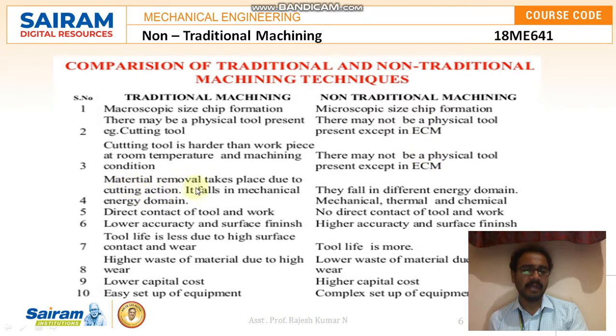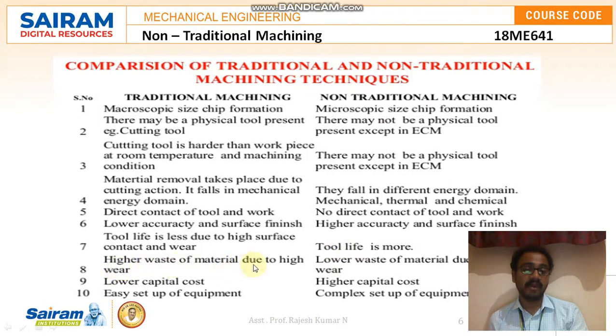And the next one is that material removal takes place due to the cutting action, and it falls in the mechanical energy domain. But here that is not the case. They fall in different energy domains, for example mechanical, thermal, chemical. And the next one is the direct contact of tool and work. Just now we discussed, but here there is no direct contact; the tool will not touch at all. That is why we call it no direct contact. Compared to that, in traditional machining the accuracy is lower, and even the surface finish is not good. But here there is higher accuracy and surface finish. And the tool life is less in traditional machining due to the higher surface contact and wear. But here, since it is not touching the workpiece at all, the tool life is more.